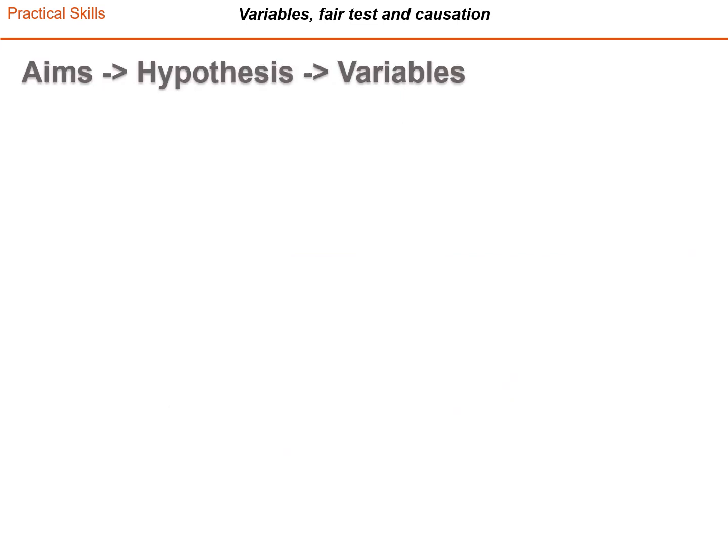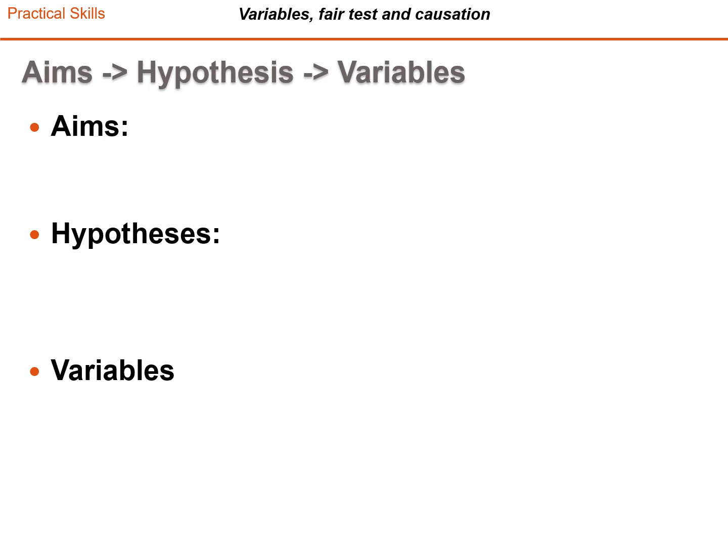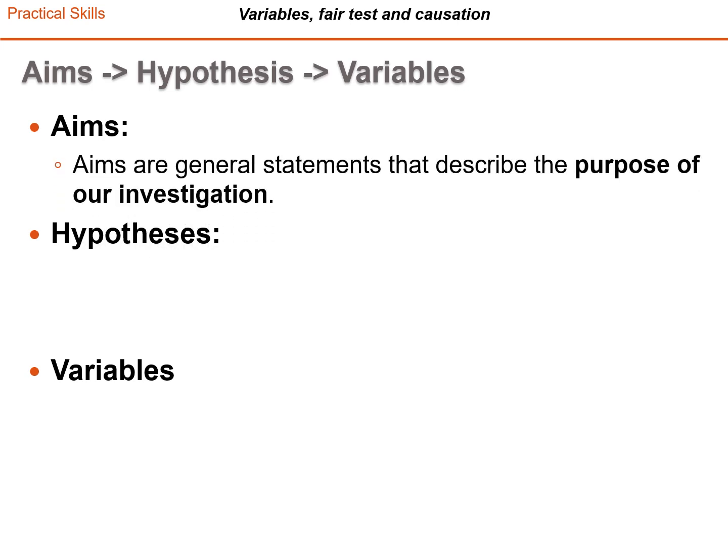So let's take a further look at aims, hypotheses and variables. So aims are general statements that describe the purpose of our investigation. Let's say we want to investigate how the frequency of a wave on a string can be adjusted by varying the length of a string. That would be the aim of an experiment.